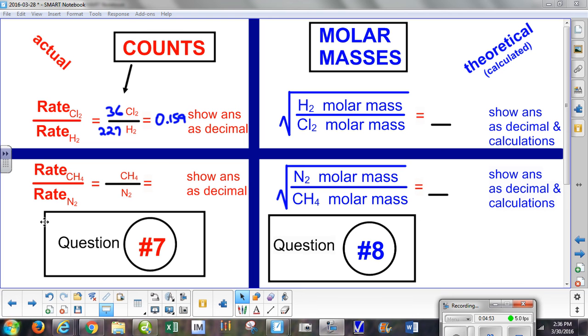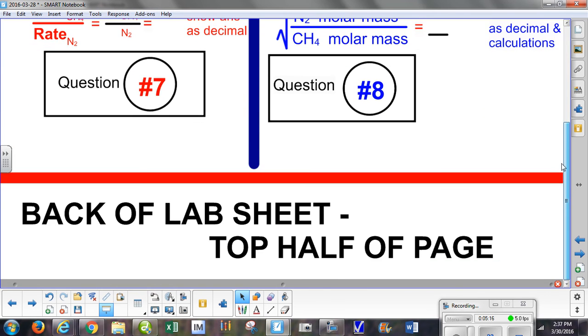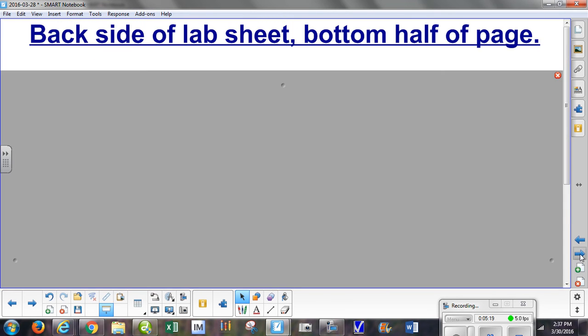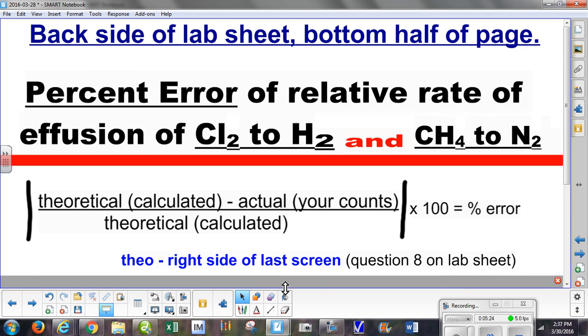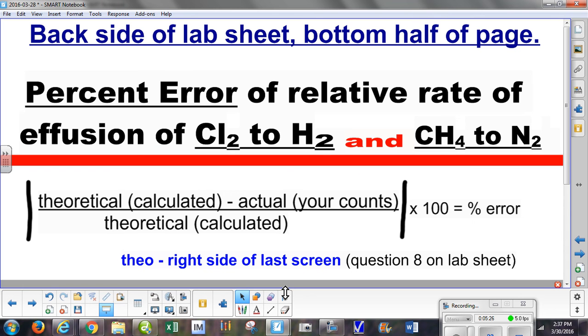So this left side over here is getting the relative rates based solely on the counts that we get when we do the lab. This guy over here is based completely on the periodic table and the numbers that we get there. And so what we're going to do is we're going to compare those as we go to the next part. So the back side of the sheet, the bottom, you're going to do a percent error calculation, and those of you in class right now could take your picture of this screen.